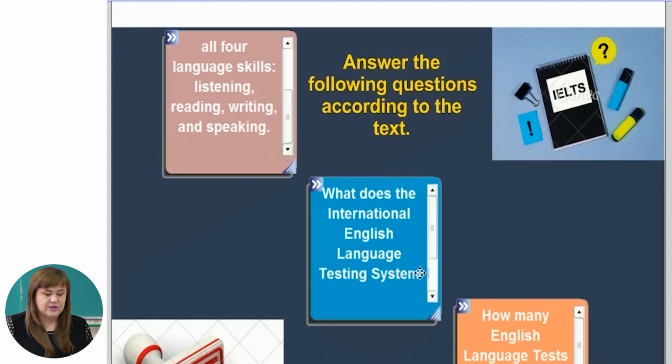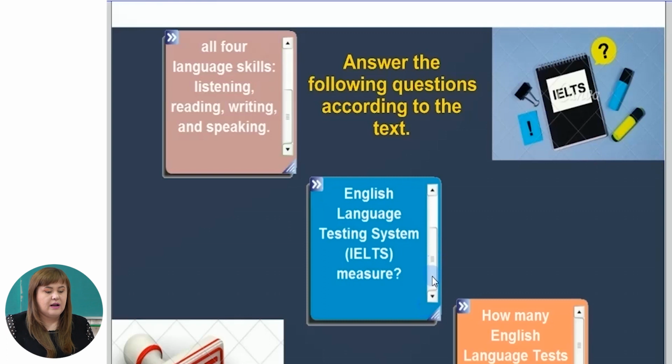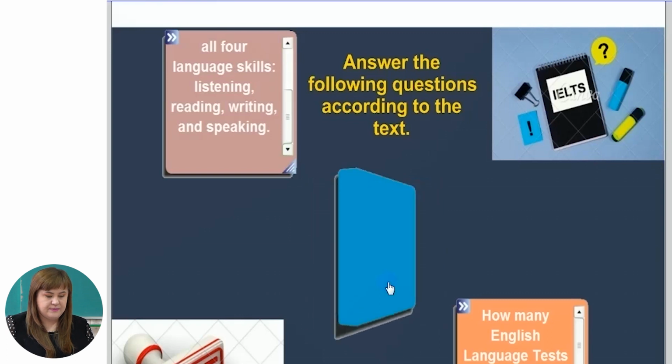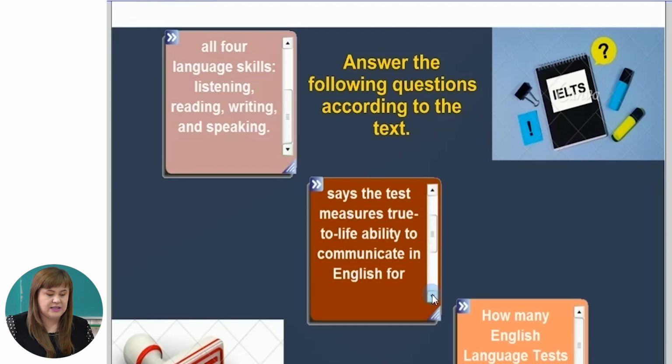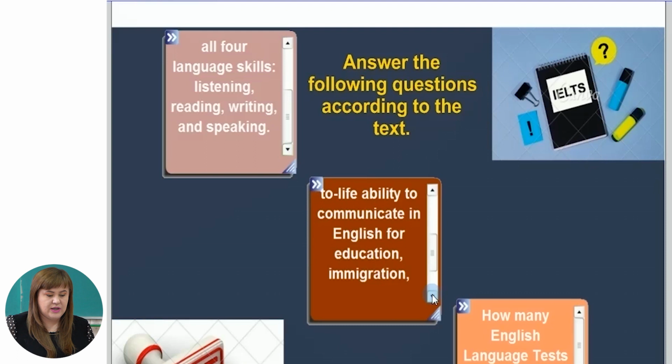The second question is: what does the International English Language Testing System, IELTS, measure? Let's open the answer. IELTS International says the test measures true-to-life ability to communicate in English for education, immigration, and employment.